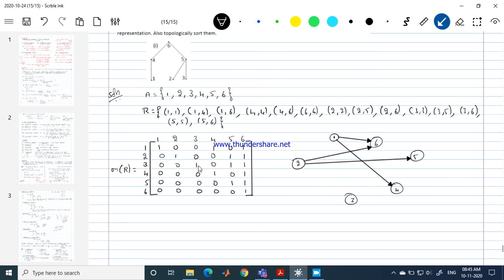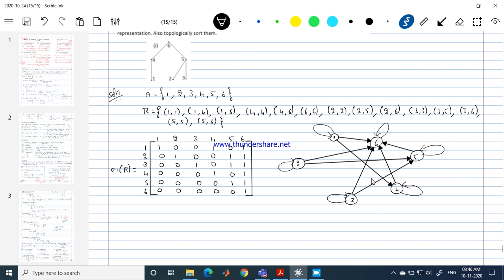Next, 3: 3 to 3 is there, 3 to 5, 3 to 6. Next with 4: 4 to 4, 4 to 6. Next with 5: 5 to 5, 5 to 6. Next from 6: 6 to 6. So we have a loop at every vertex. Okay, this is our graph. This is for 6 marks.